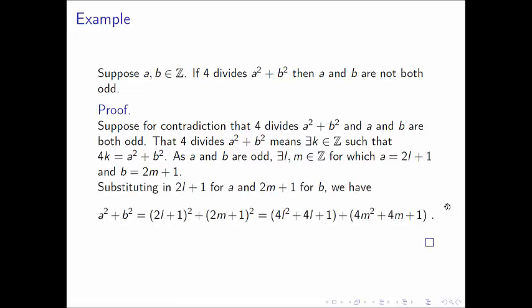The next step here is to substitute in 2L plus 1 for a and 2M plus 1 for b, and then to do a fair amount of arithmetic. So let's follow that through. So in the expression a squared plus b squared, we're going to make that replacement: a is 2L plus 1 and b is 2M plus 1. And each of those things are squared, so we're just going to expand them out.